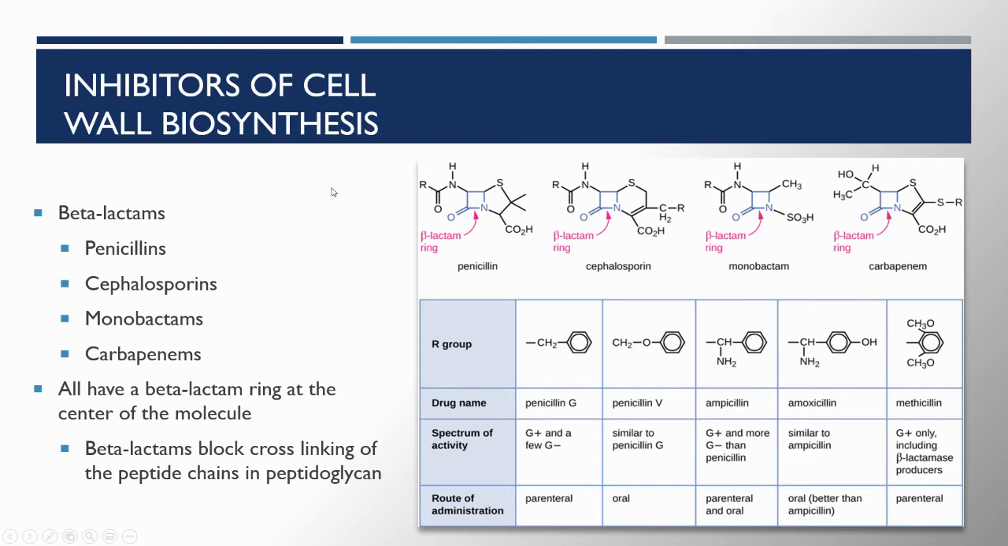So our beta-lactams are penicillin and other antibiotics that work similarly. They attack the cell walls: cephalosporins, monobactams, and carbapenems. These all have this same central structure. And what they do is block the cross-linking of the peptide chains in peptidoglycan. If you remember, our peptidoglycan has long repeating units of NAG and NAM sugars.